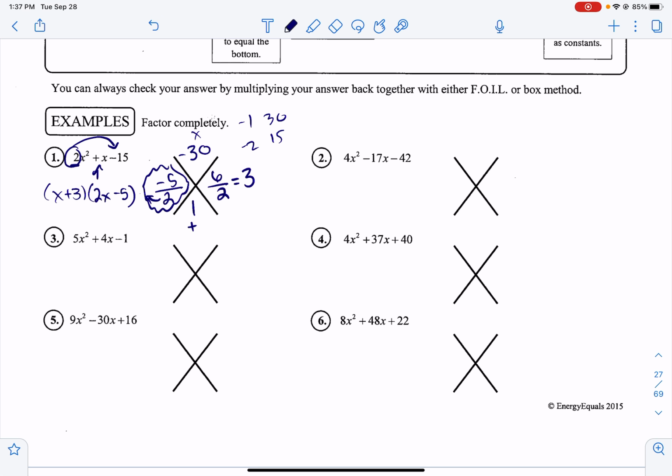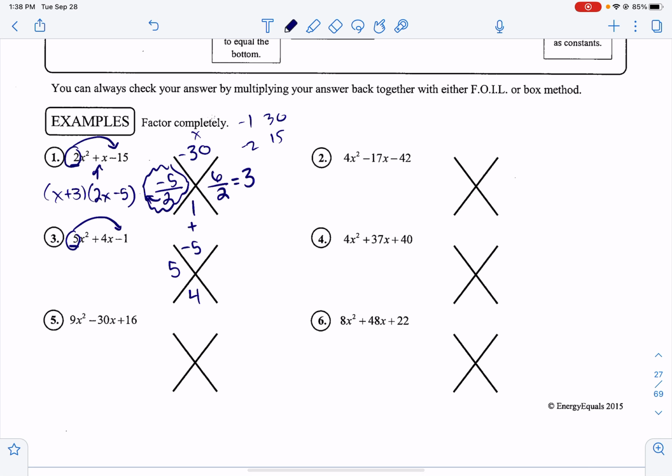Number 3, I've got a 5 in front. I can't divide anything else. Nothing goes into 5, 4, and 1. So I'm going to take my 5 and I'm going to multiply it by negative 1, and I get negative 5 on top, and I get a 4 on the bottom. So I'm looking for two numbers that multiply to be negative 5 and add up to be 4.